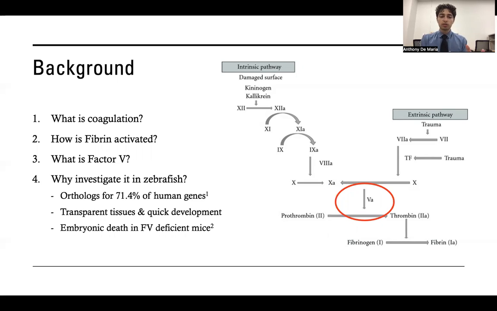And for the fact as to why I'm investigating factor V, well, factor V has been previously shown in research in literature to be a very important developmental gene along with thrombin. An observation that was made in factor V deficient mice was that they would experience lethality in the embryonic stage, which is very weird, very rare for a coagulant factor to have such a big role in the embryonic stage of an organism, especially if it hasn't experienced any trauma.